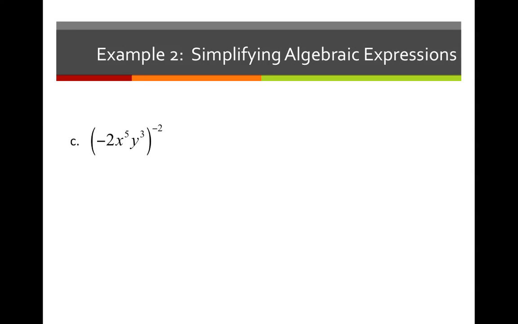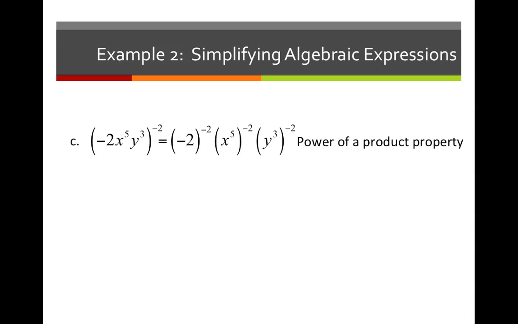In part C, we're taking negative 2x to the 5th y cubed and taking the entire thing to the negative 2nd power. So again, we're going to start off with the power of a product property and take each factor to the negative 2 power separately. Then we can use the power of a power property and multiply exponents in our x and y terms.